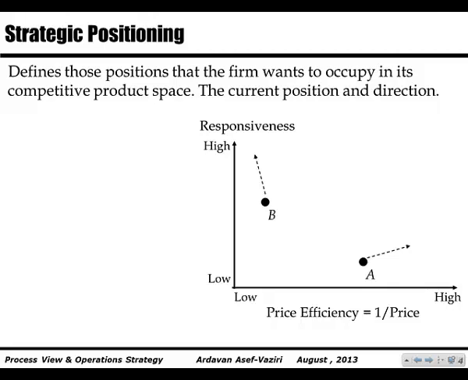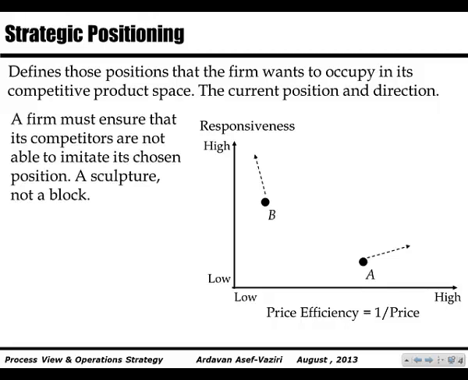Company A has low responsiveness. It takes more time to put these products out of production and into the hands of the customer, but the price efficiency or cost efficiency is quite high, and the strategy of this firm is to even make its price lower but improve its responsiveness.